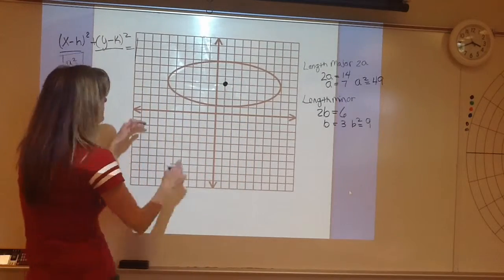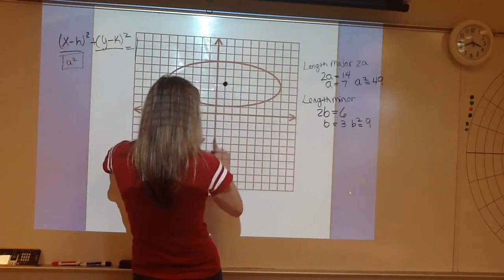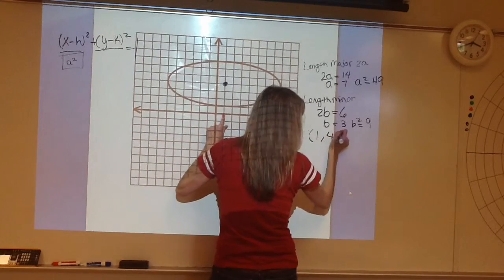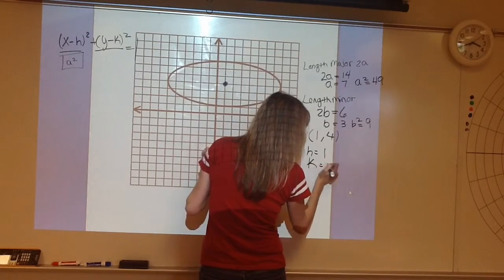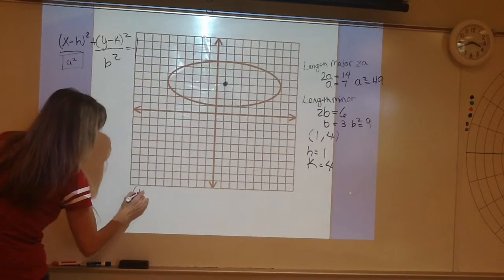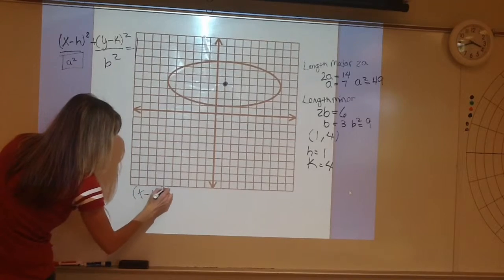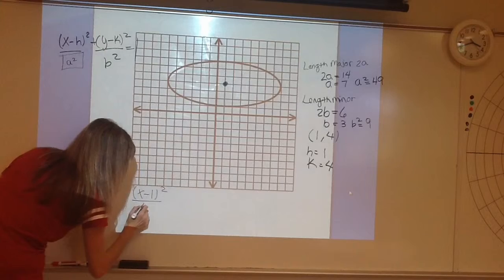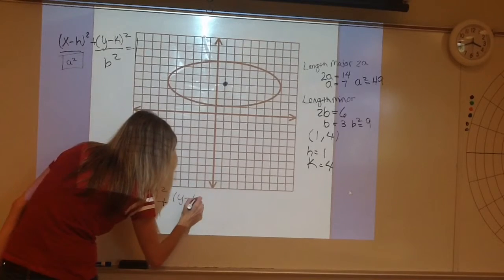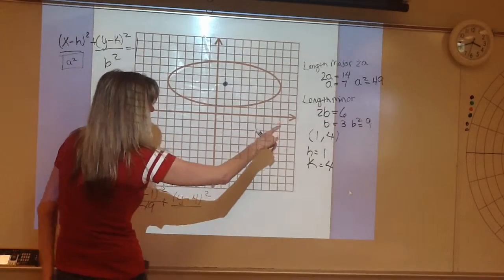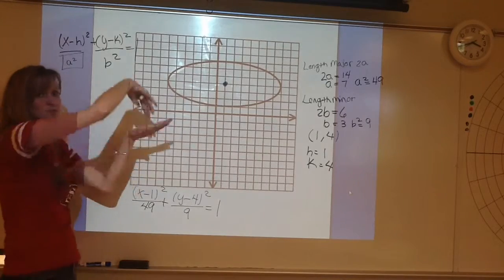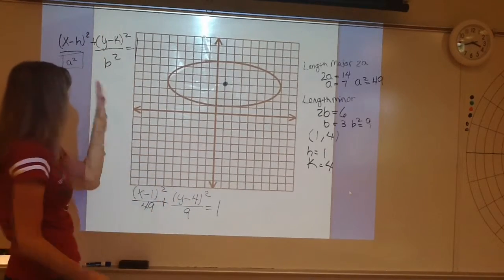The middle. Now, my center, it looks like it is at, well, here's my coordinate plane. Looks like it is at positive 1, so that's my h. 1, 2, 3, 4. Positive 4. So h equals 1, k equals 4. And now I can write my equation. My equation is going to be (x minus h), so (x minus 1) squared over a squared, which is 49, plus (y minus k), which is (y minus 4) squared, over b squared, which is 9, equals 1. So there's my equation. Find your major and minor axis, find your center, and then plug that into your formula.